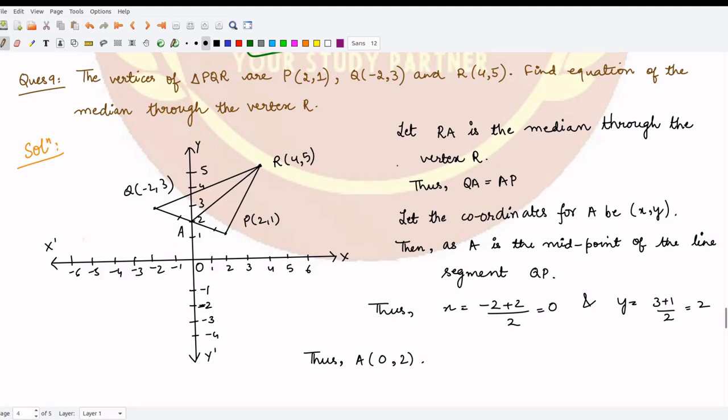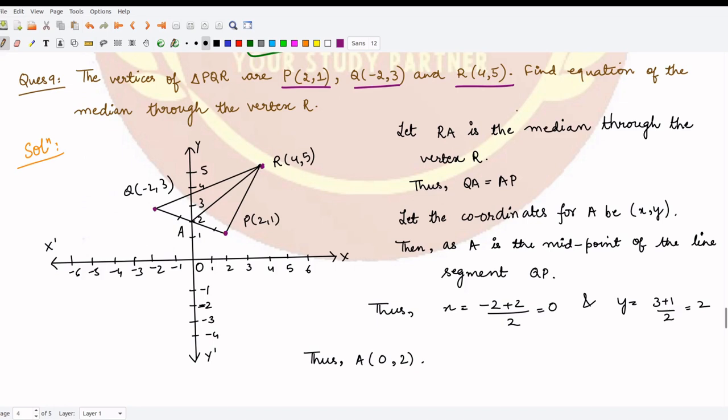In this video we'll be looking at question 9. This question says the vertices of the triangle PQR: P is (2, 1), Q is (-2, 3) and R is (4, 5). If we plot it here, we get P here, Q in the second quadrant, and R again in the first quadrant, (4, 5).